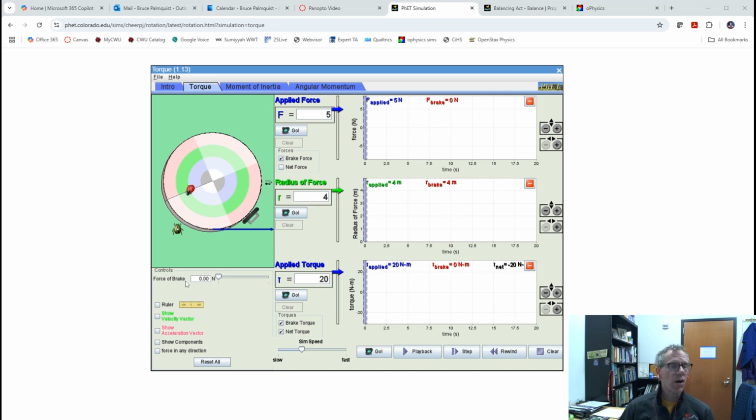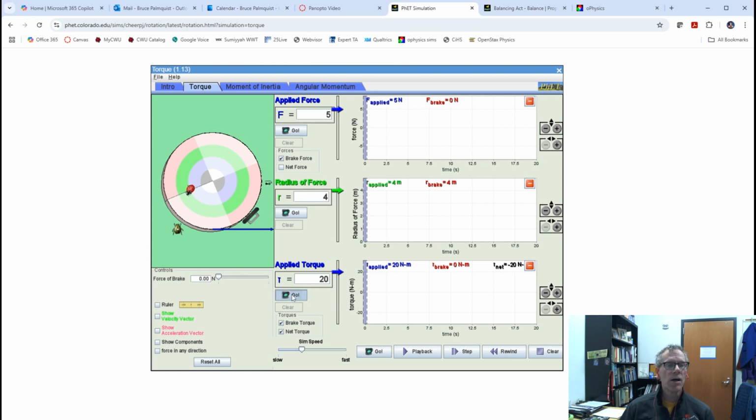There's also a brake, but right now the brake is at 0 newtons. So we've got applied torque 20 Newton meters, 5 newtons times 4 meters. For the torque of the brake, we've got 0 newtons. It would also be applied at 4 meters, so the torque is 0.